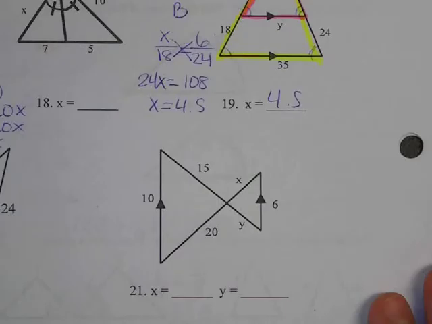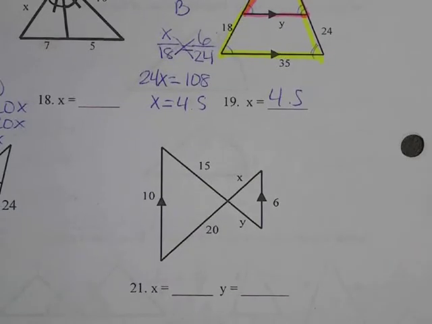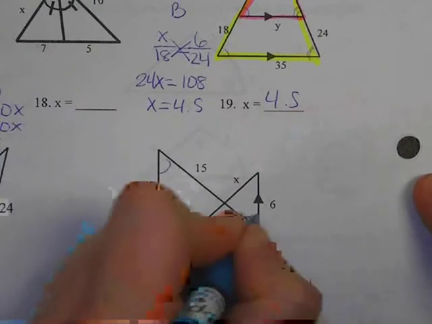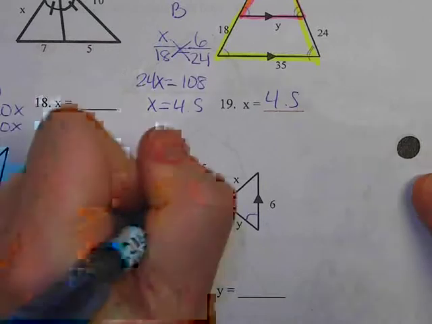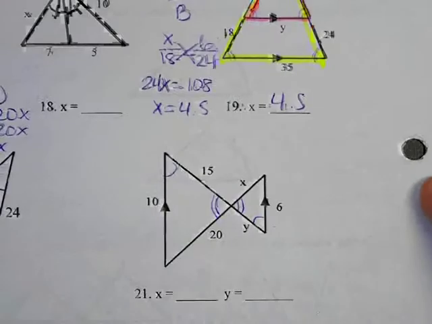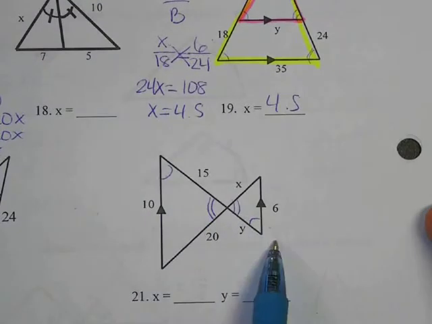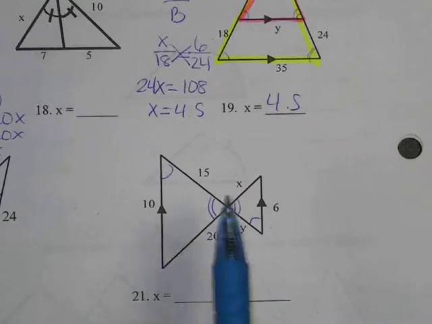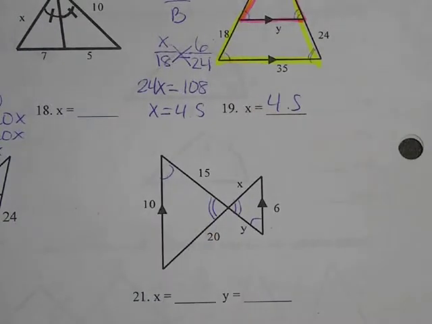All right, looking at number 21. Number 21 is a turned triangle. I know that these are similar because of angles. I have alternate interior angles as well as vertical angles. I'm going to put those marks in there, not only to see that they're similar, but also to see which sides correspond with the other triangle.